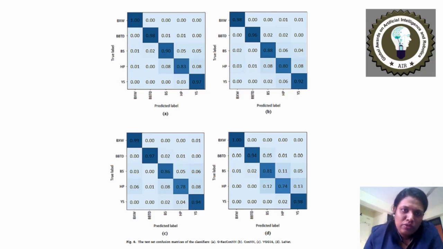By analyzing the values, we can see that the performance of the proposed model is high. While classifying the BXW class, it achieves 100% accuracy, and for BBTD it is 0.98, that is 98%. In the case of black sigatoka it is 90%, for healthy plants it is 83%, and for yellow sigatoka it is 97%. By analyzing the results, it is clear that the accuracy is directly related to the number of images. If the number of images is high, the accuracy we get is also high. That is one common thing we found during our experimentation.